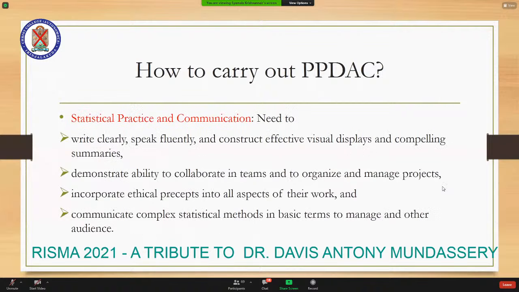And the next one is for the statistical practice and communication. When it comes to reporting and analysis and all other things, we need to remember some highlights. I'm just highlighting some points that we need to keep in our mind. So we need to write clearly, speak fluently, and construct effective visual displays and compelling summaries. And we need to demonstrate ability to collaborate in teams and to organize and manage projects. We also need to incorporate ethical precepts into all aspects of our work, and explain things in basic terms to managers and other audiences. So these points are very important, even when we give any project, even to students or at any level. So we need to look at all these points very carefully when we want to take on any analysis, any investigation.